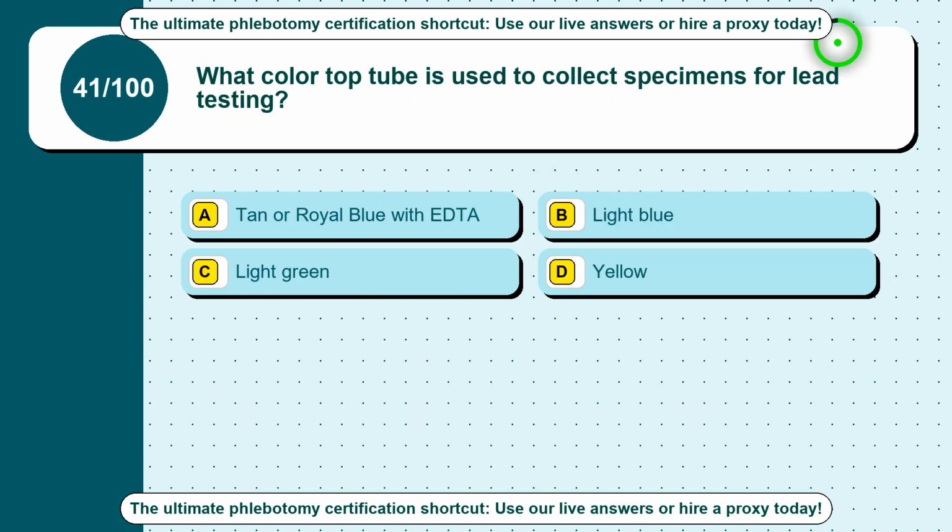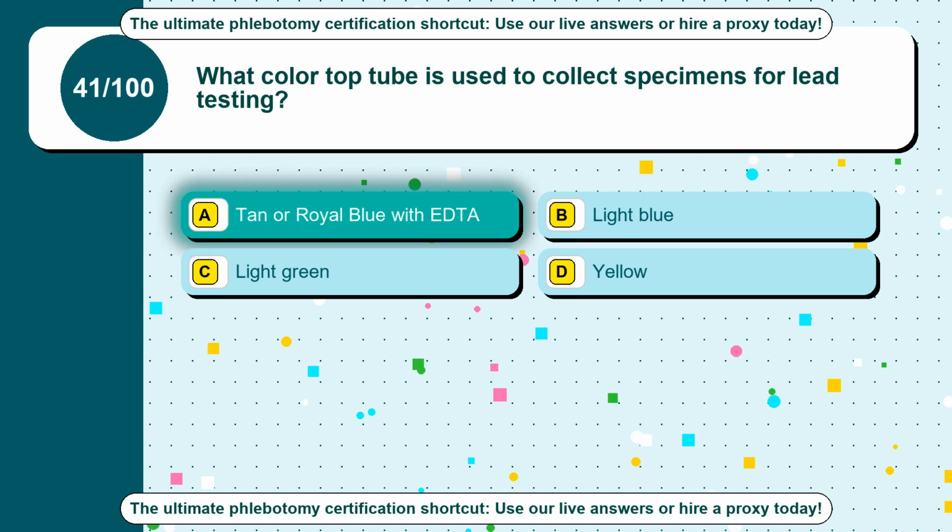Question 41. What color top tube is used to collect specimens for lead testing? Option A. Tan or royal blue with EDTA. Option B. Light blue. Option C. Light green. Option D. Yellow. The correct answer is option A.